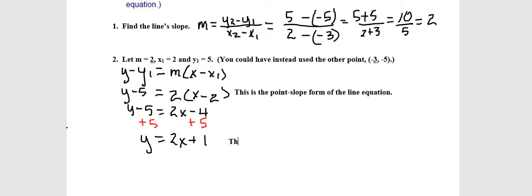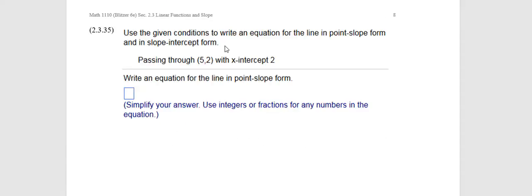So the first equation, where I filled in the values, was the point slope form of the line equation. The final equation is the slope-intercept form of the line equation. And notice, if you had used the other point, you would have gotten a different point slope form, but it still would have been correct.